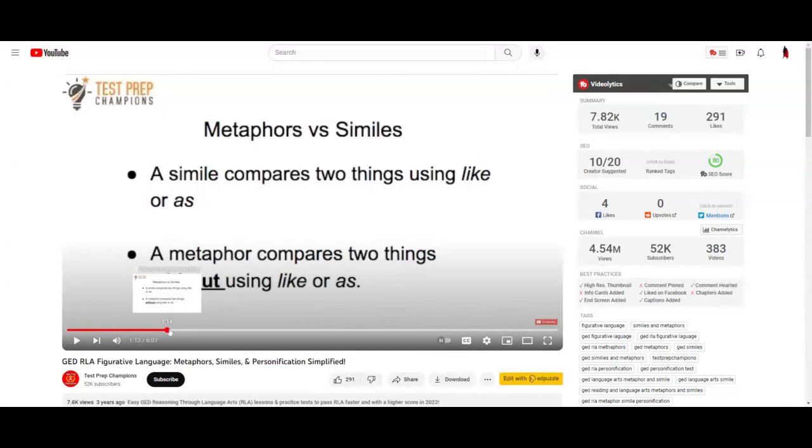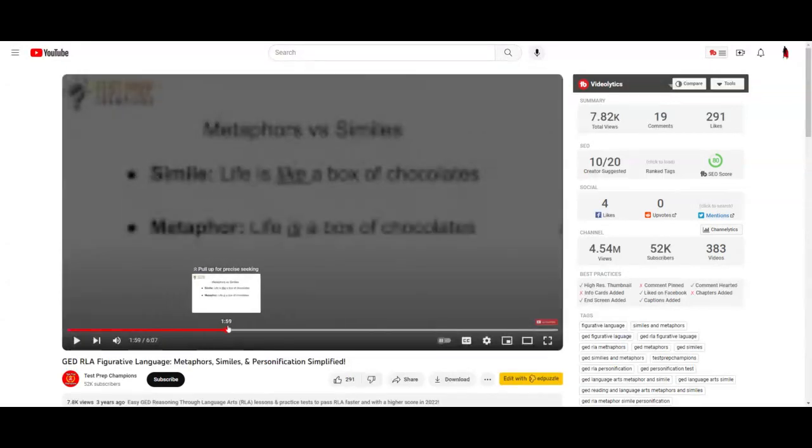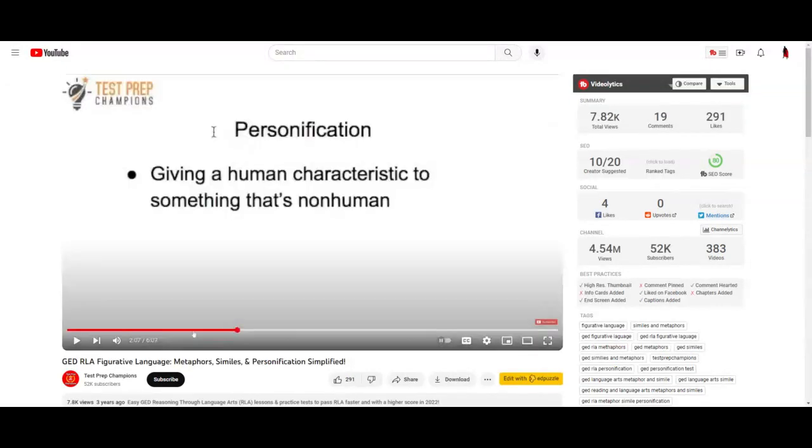And then personification is when you give human characteristics, human qualities to something that's not a human. So an inanimate object, you're giving human qualities. You're saying that that object does something a human would do.